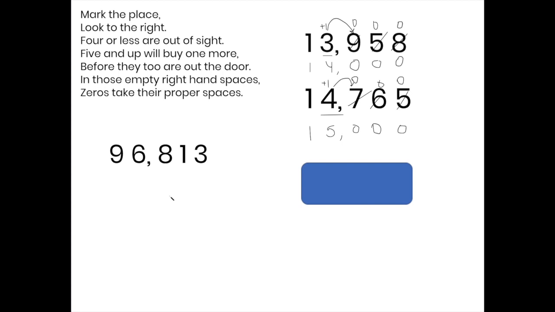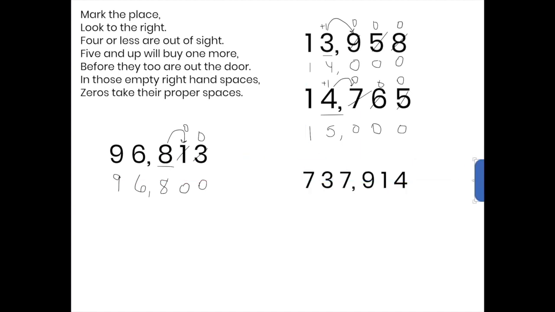We're rounding 96,813 to the nearest hundreds place. The digit that's in the hundreds place is the 8. Mark the place, look to the right. 4 or less are out of sight. Okay, here we go. Is a 1 4 or less? Yep, it sure is. 5 and up, we'll buy one more. Before they too are out the door. If it's 4 or less, we're leaving this marked place value alone. In those empty right-hand spaces, zeros take their proper spaces. Everything to the left of where we've marked stays the same. You're just carrying it down. The 8 is going to stay the same because we did not put a +1. That 1 turned into a 0. That 3 turned into a 0. Our number is 96,800. Round to the nearest hundreds place.